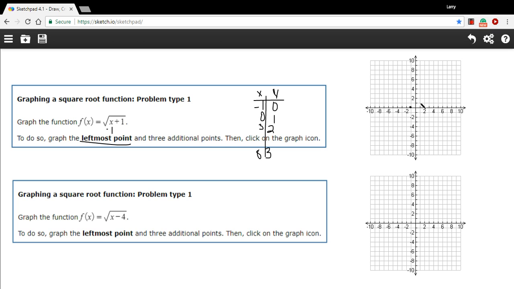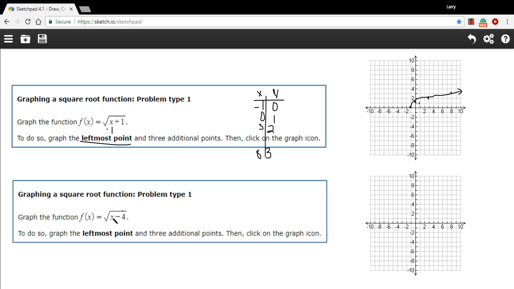So 0, 1 is one of our points. Oops, sorry, 0, 1. There we go. 3, 2, that's here. And 8, 3. And then we can sketch in this curve. So the square root function is like this little tail that trails off here to the right. And it starts out pretty steep, and it gets shallower and shallower as it goes on.